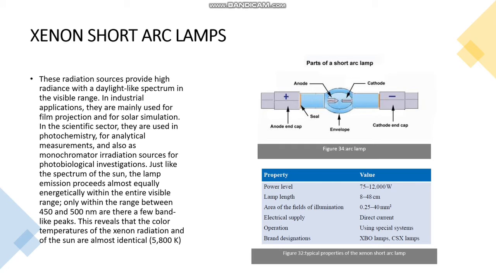These radiation sources provide high radiation with a daylight spectrum in the visible range. In industrial applications, they are mainly used for film projection and for solar simulation. In the scientific sector, they are used in photochemistry. Just like the spectrum of the Sun, the lamp emission proceeds almost equally energetically within the entire visible range.